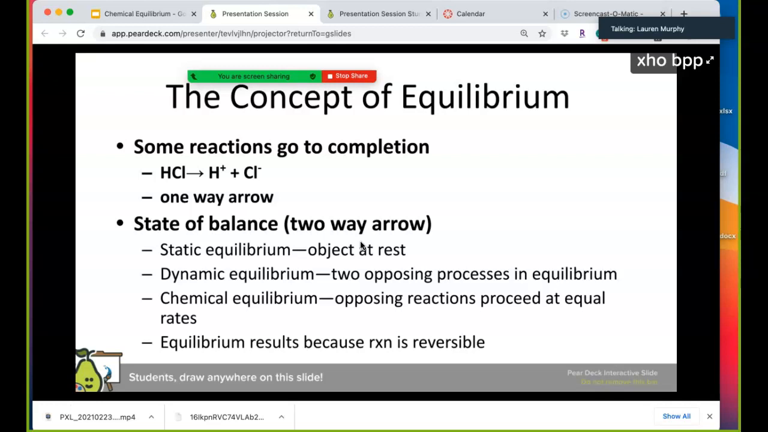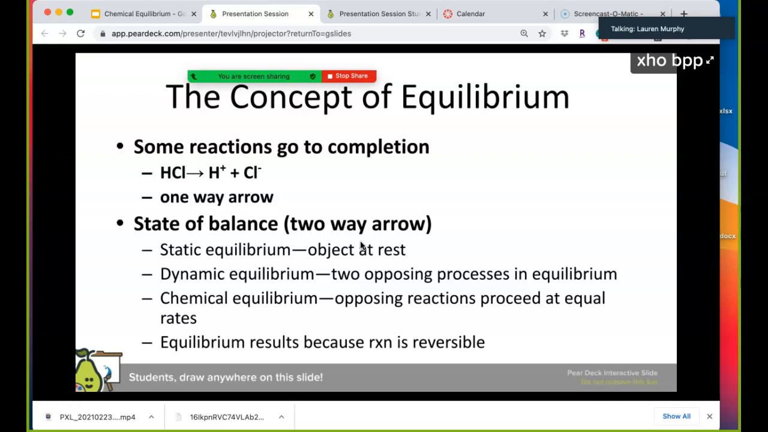And some reactions will only do that. Some reactions will only go to completion, but some can reach what's called equilibrium. Now, in physics, static equilibrium is like when you have a ball sitting on a desk and it's not moving. That's called static equilibrium. But in this class, we're going to talk more about dynamic equilibrium in terms of chemicals, two opposing processes.